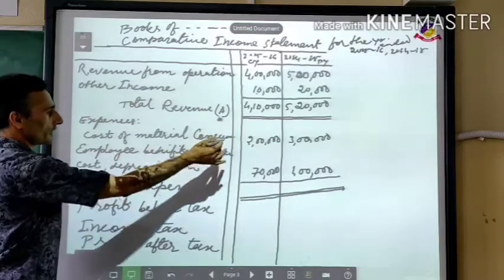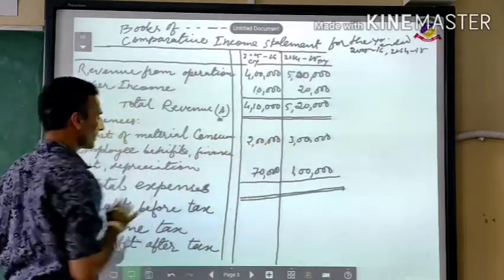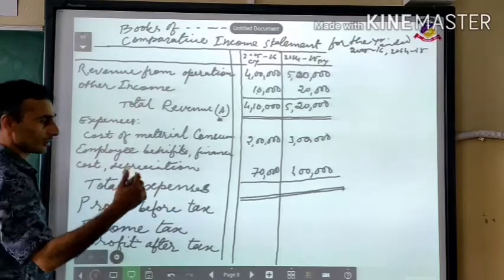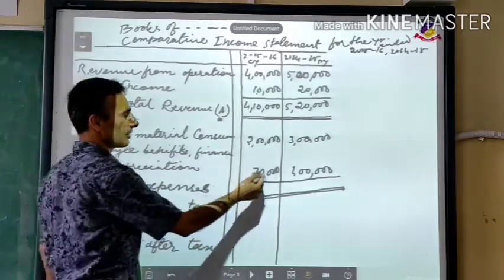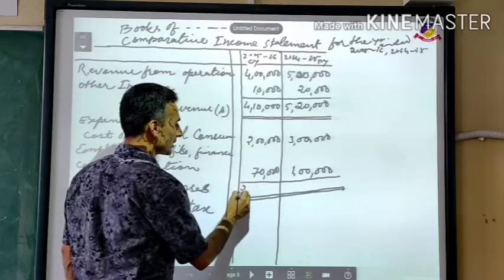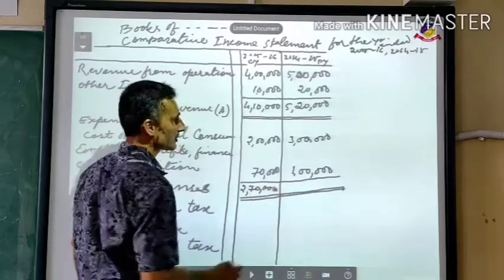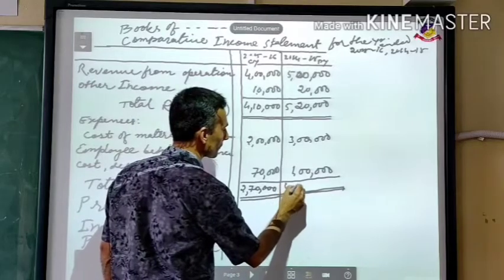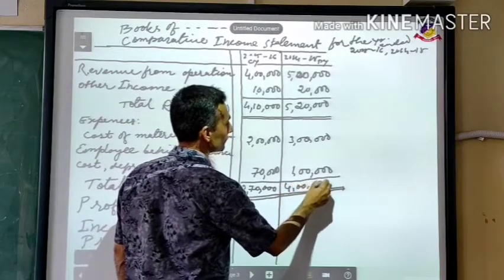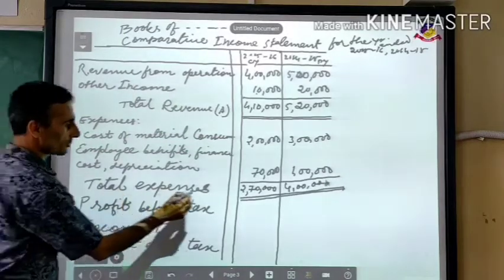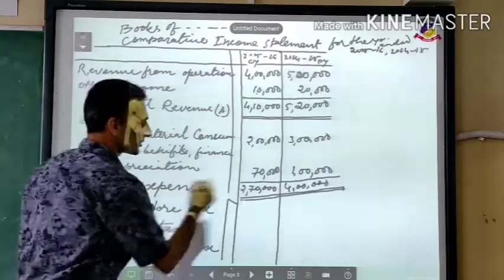Similarly, the cost of material consumed 2 lakhs and 3 lakhs. Employee benefits, finance cost, depreciation, and so on as given in the question, 70,000 and 1 lakh. So the total comes out to be 2 lakhs 70,000, and here it is 4 lakhs. Then again here I'll take the total expenses. So this is your total expenses.